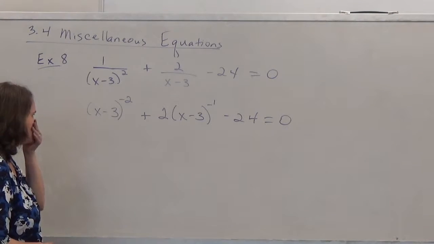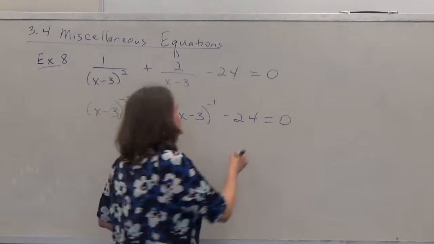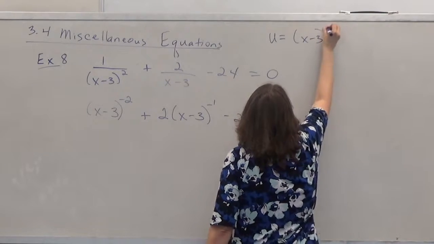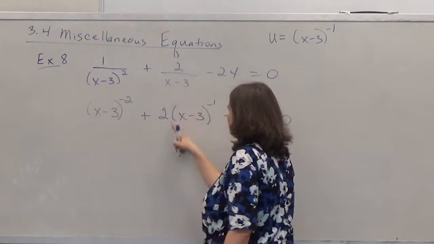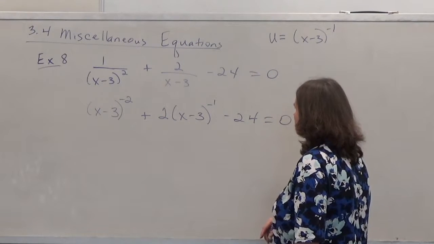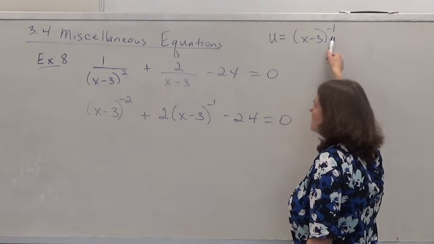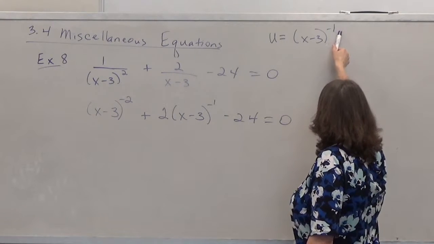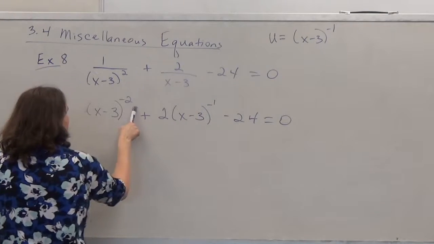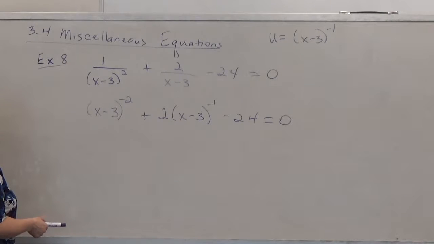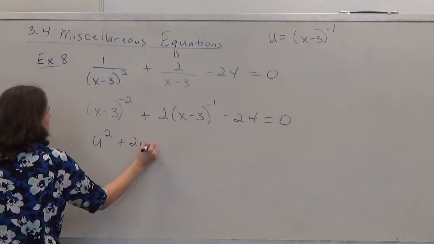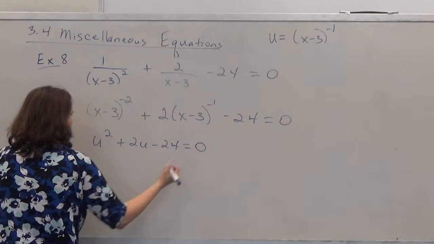What else can I do with this? What if we let u equal (x minus 3) to the negative first power, which is exactly what I see sitting right here. If I let u equal (x minus 3) to the negative first power, what would I get if I squared this? If I square this, meaning I would multiply these exponents, it would give me what I have over here. So we want u to equal (x minus 3) to the negative first. Now we can write this as u squared plus 2u minus 24 equals 0. And we can factor.